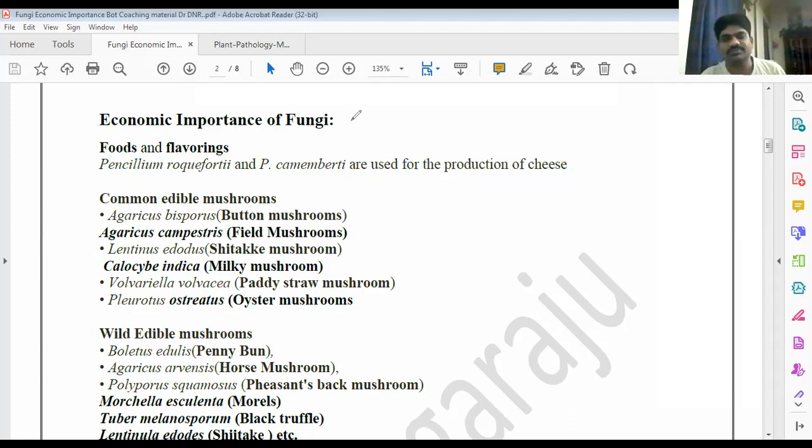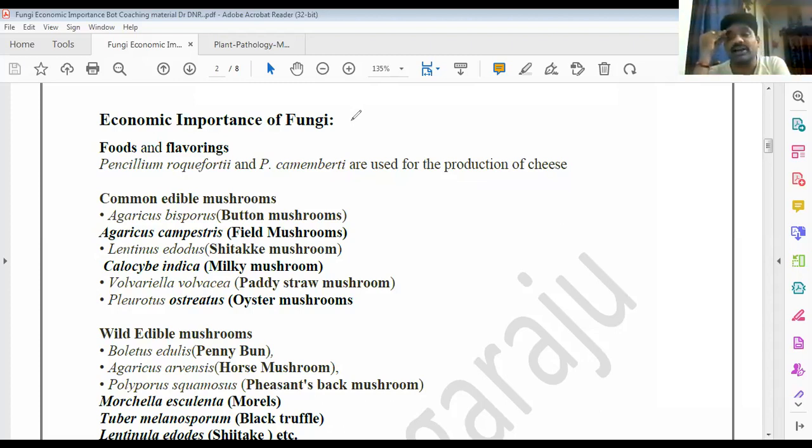And then we all know very well so many important fungi are there, especially macro fungi. You know the button mushroom. The economic importance, from the point of view of food source, the first one is food. What are the fungi which we eat?